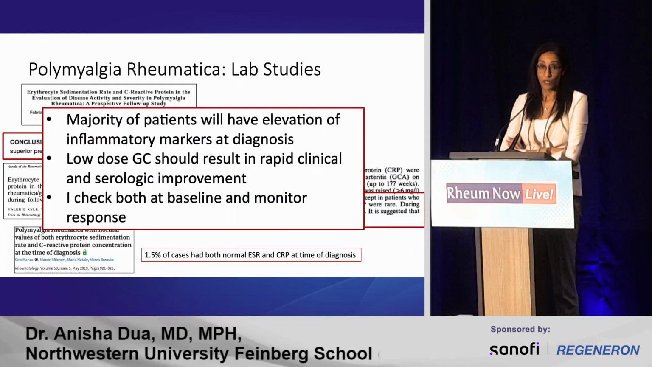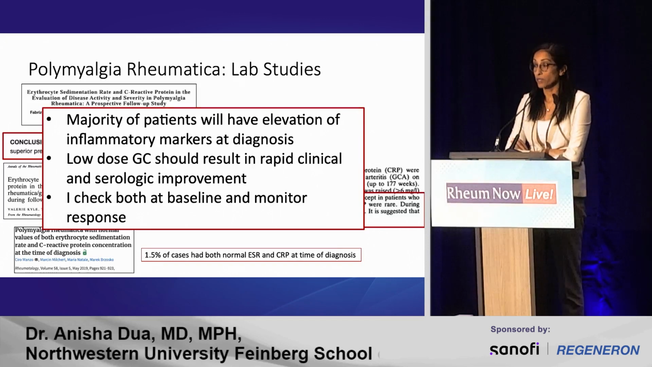So the majority of patients will have elevation in their inflammatory markers, and we do know that clinically, low-dose glucocorticoids should result in rapid clinical and serologic improvement. I check both of these at baseline, and I see if one of them is abnormal and if one of those tracks with disease activity, or if both of them do. And then I'll check that one more frequently moving forward.